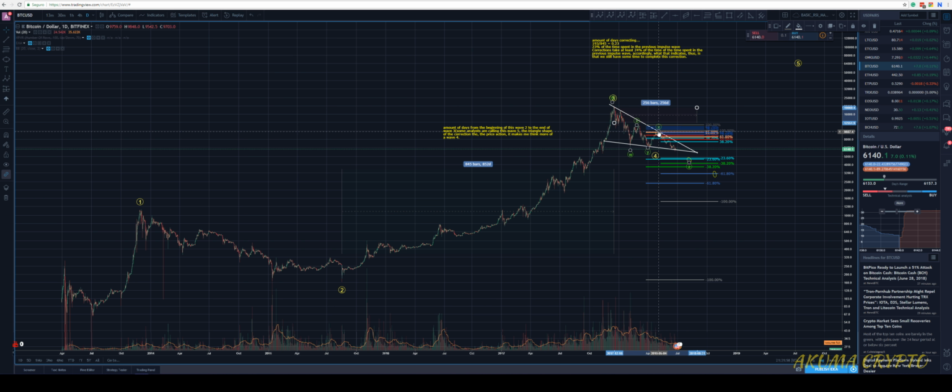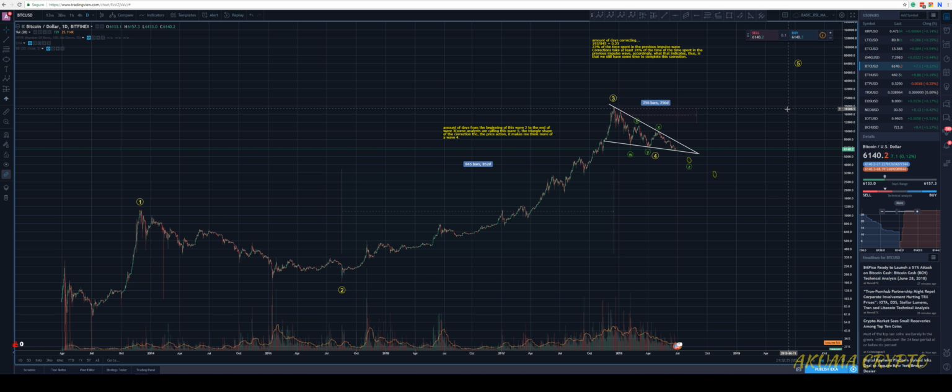Here we have a triple combo, W, X, Y, and Z. Here I drew those trend lines. Let me erase those fib extensions, fib retracements.